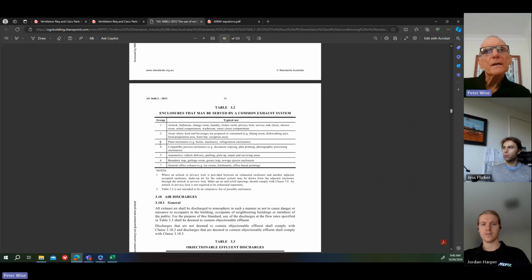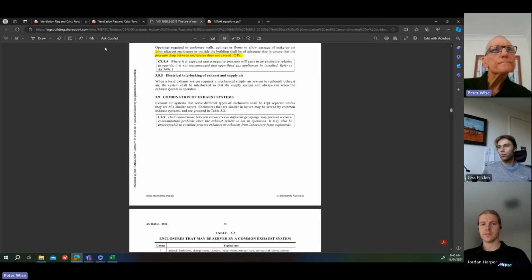And so on. Group 3, compatible processing enclosures. That's just document copying, plan printing, photographic processing, etc. That's common in, say, an office environment. You might have a printing room where they're printing drawings and things. So that's a separate exhaust system. And photocopiers sometimes have a separate exhaust system, but not absolutely necessary. So we'll move on back to the notes.